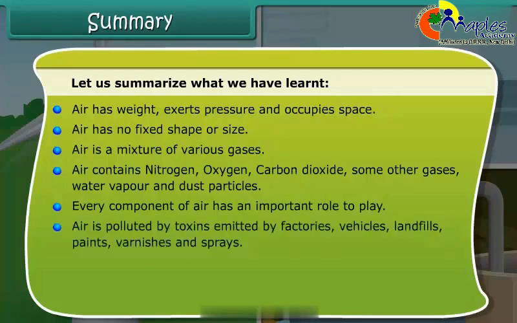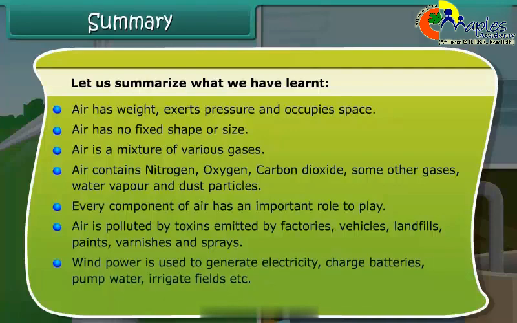Air is polluted by toxins emitted by factories, vehicles, landfills, paints, varnishes, and sprays. Wind power is used to generate electricity, charge batteries, pump water, irrigate fields, etc. Wind energy.